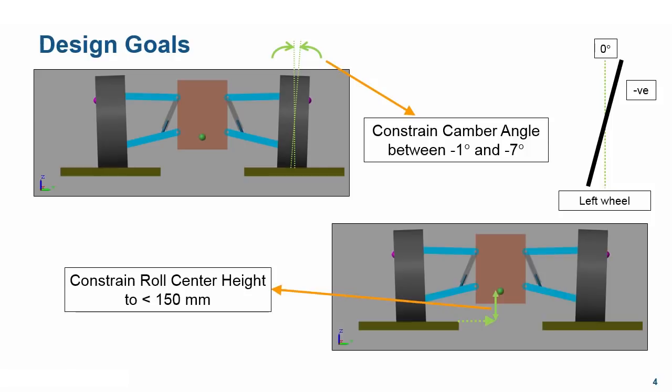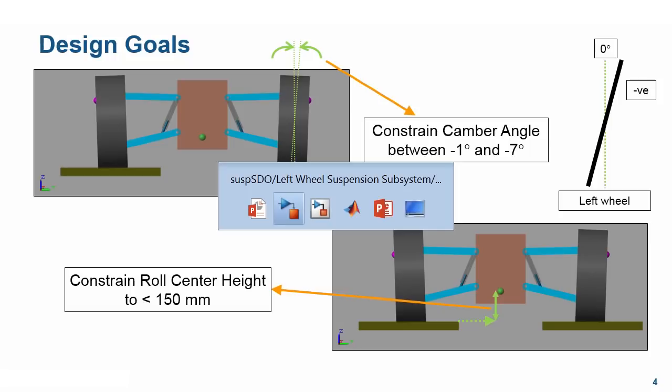The second goal is to constrain the roll center height to less than 150 millimeters or 0.15 meters. Having a lower roll center has several advantages, one of it being higher traction. To be able to optimize roll center height, we need to be able to measure it. Let's switch back to our model to see what this looks like.